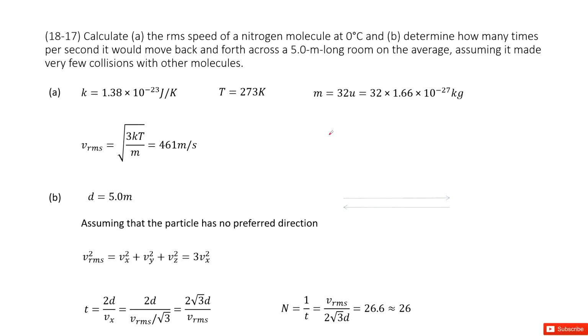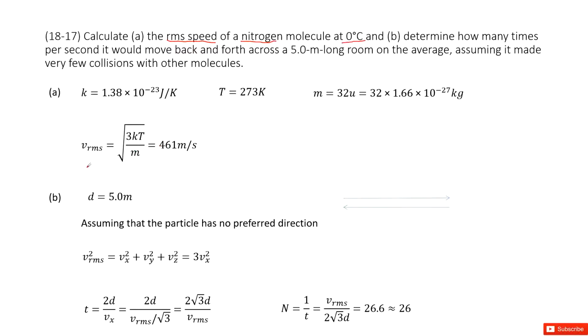Let's look at problem 17 in chapter 18. Chapter 18 is about the kinetic energy of the gas. So there, the first one, we need to find the RMS speed of nitrogen molecules at 0 degrees. So first one, keywords: RMS speed, nitrogen, and 0 degrees.